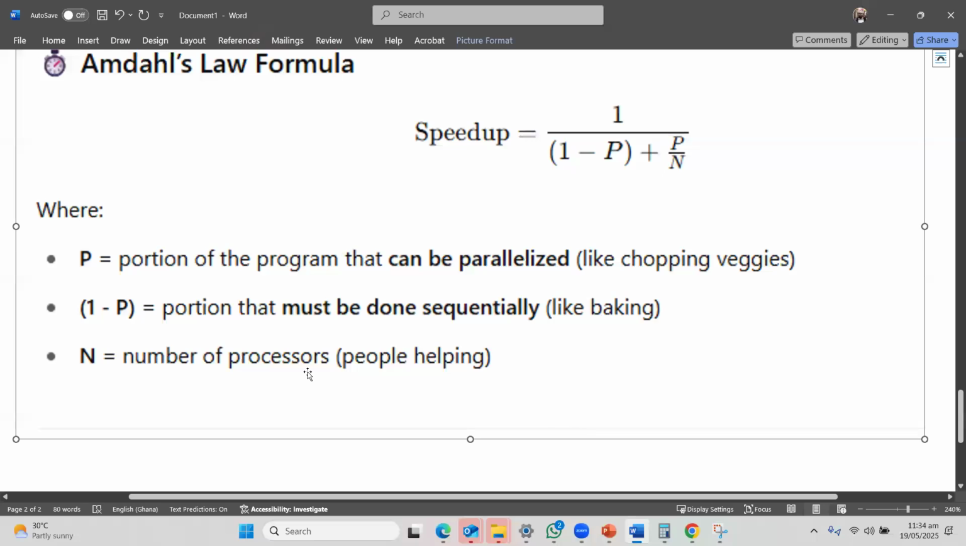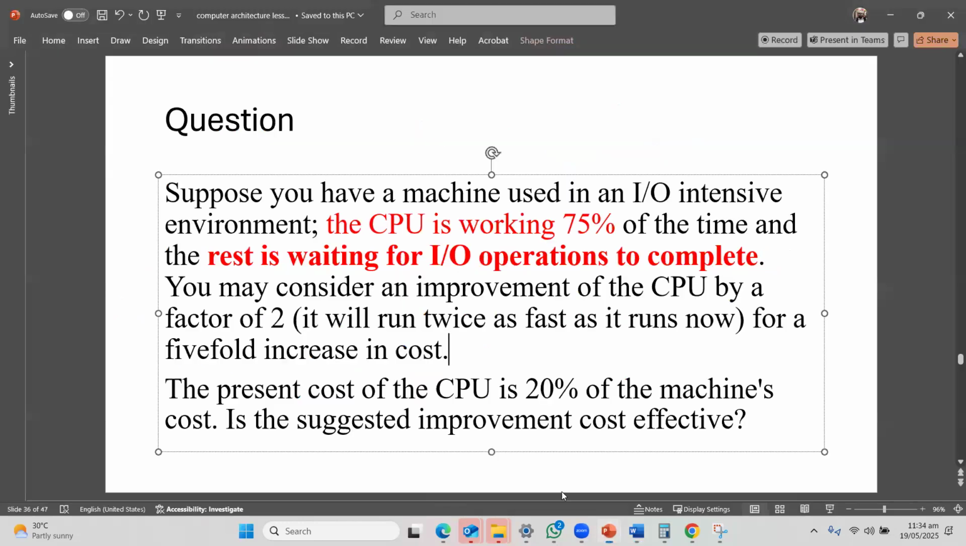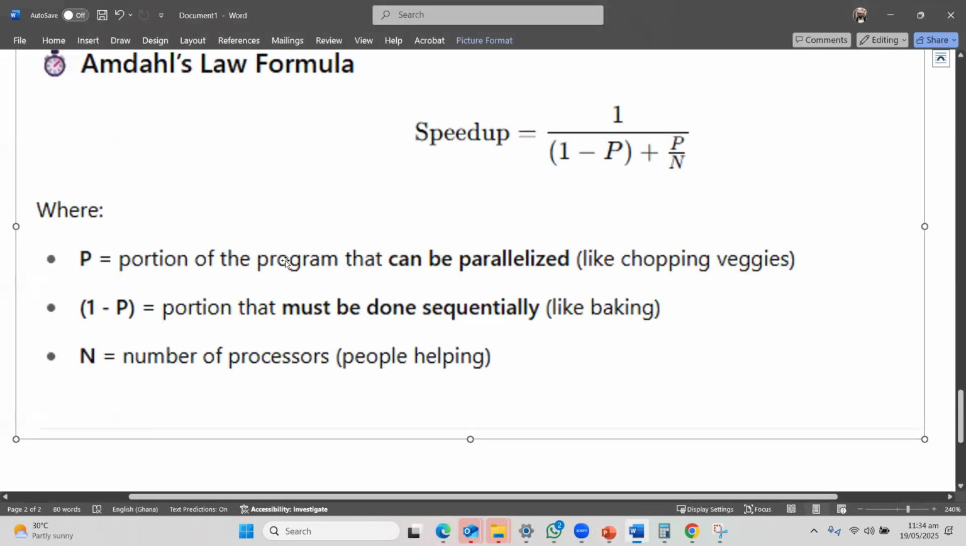So over here, P is represented by 75%. That means that the portion in which I can't change, in which nothing can be done with it, is 1 minus P. Going back to this question here, the portion I can change is 75%. Therefore, the portion I cannot change is 25%. That means that over here, I'll do 1 minus 75, which would give me 25%.